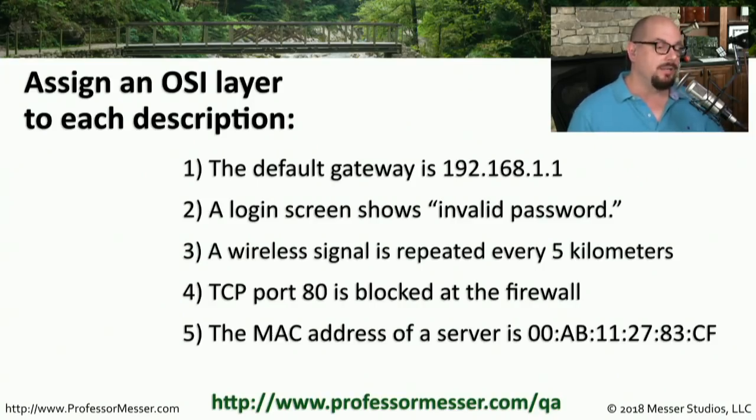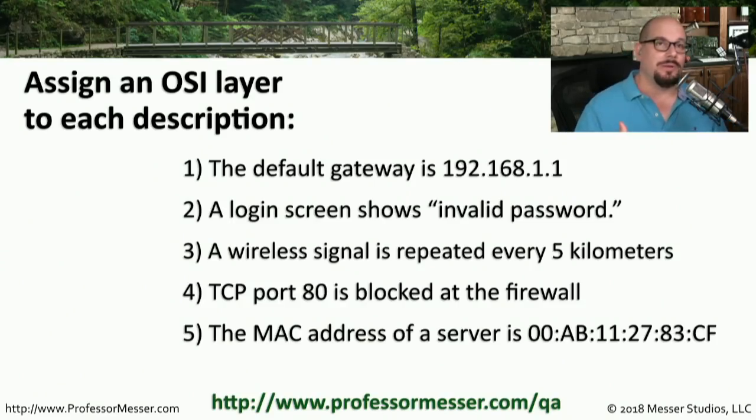Number 1 is the default gateway is 192.168.1.1. What OSI layer is associated with that? Number 2 is a login screen shows invalid password. Number 3 is a wireless signal is repeated every 5 kilometers. Number 4, TCP port 80 is blocked at the firewall. And 5 is the MAC address of a server is 00:AB:11:27:83:CF. Everybody got that MAC address down? It could happen, I guess, when you see these.